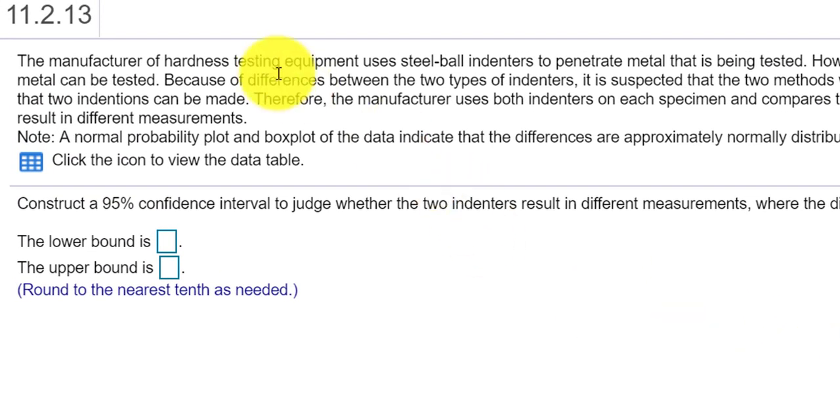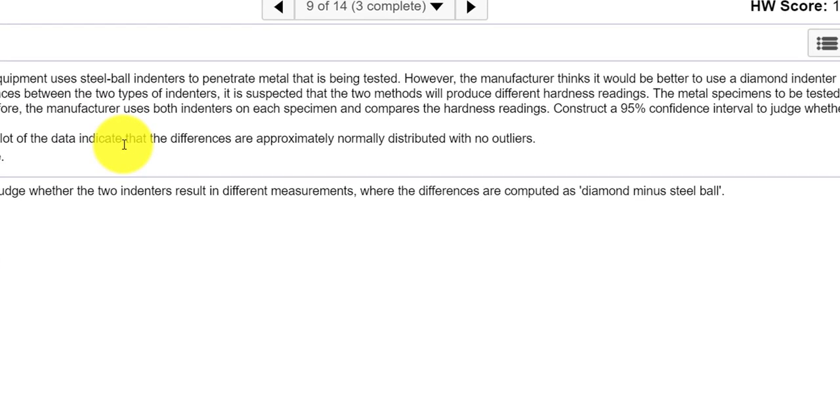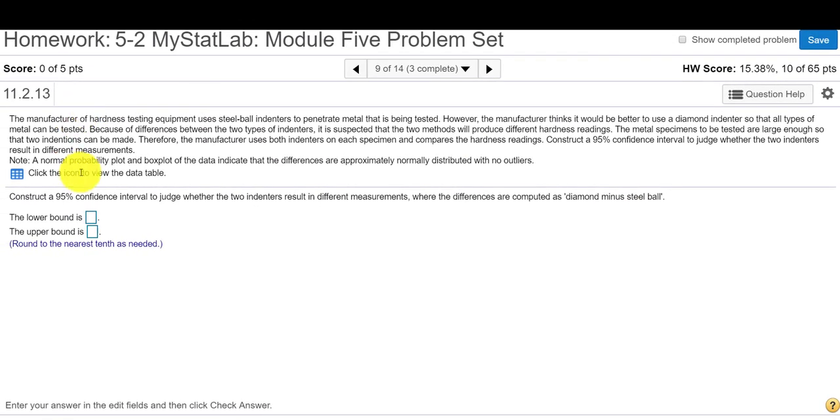Question number 9. You have a manufacturer of hardness testing equipment, and it looks like they use a steel ball and indenter to penetrate metal that's being tested. I'm going to pause and let you read the rest of this. We're asked to construct the confidence interval at the 95% level to judge whether the two indenters result in different measurements. We could do a hypothesis test, but they're asking us to do a confidence interval, so that's fine.